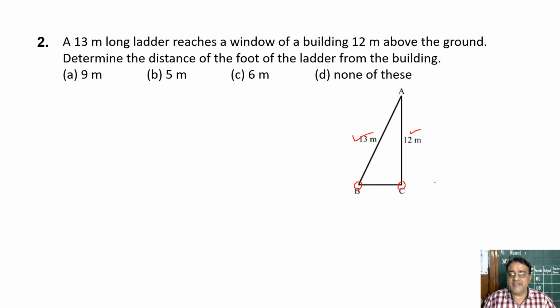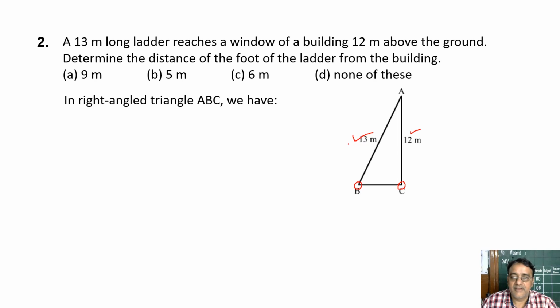So how will you find BC? Pythagoras theorem. Right, very good. By Pythagoras theorem, what you are going to get? AB square is equal to AC square plus BC square. And AC is given 12 meter and AB is given 13 meter and we need to find BC. Right? So we are going to substitute.